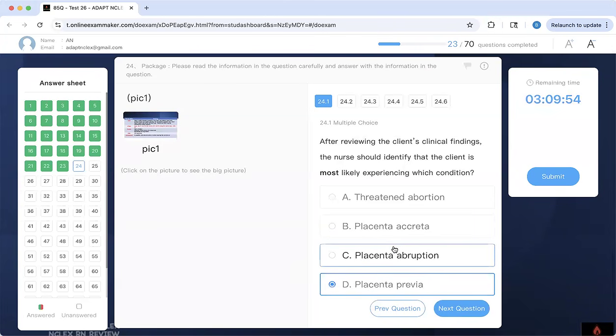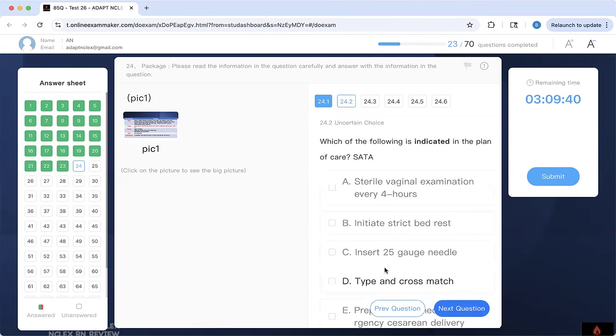Abruption is painful. Eliminated. Accreta is usually embedded in the uterus. There's nothing like that. And threatening abortion, bleeding is painless, but usually no evidence of contraction or anything like that. Therefore, D is your right answer.